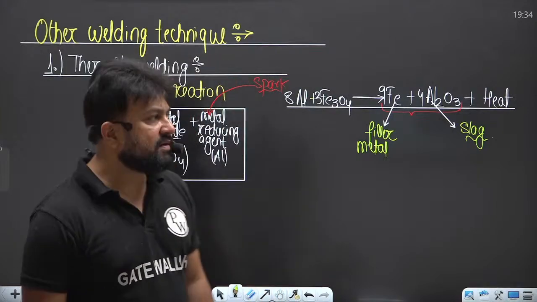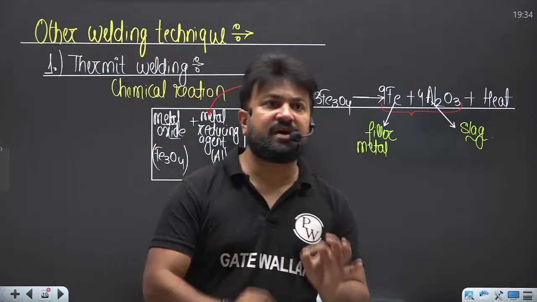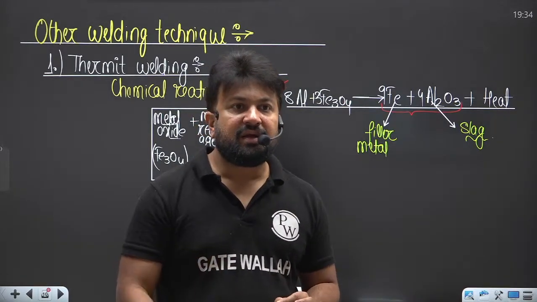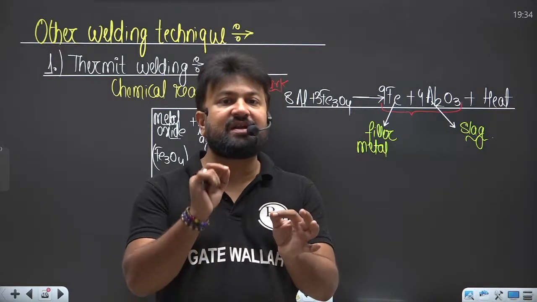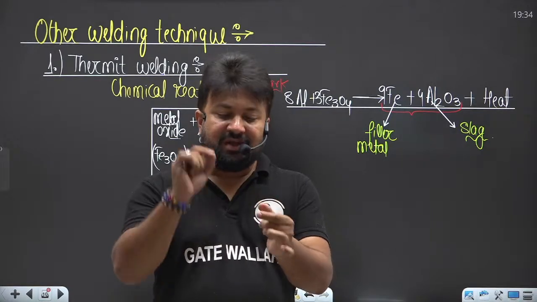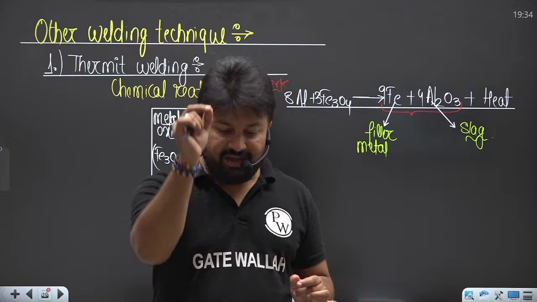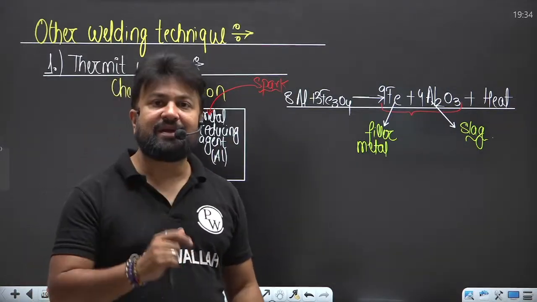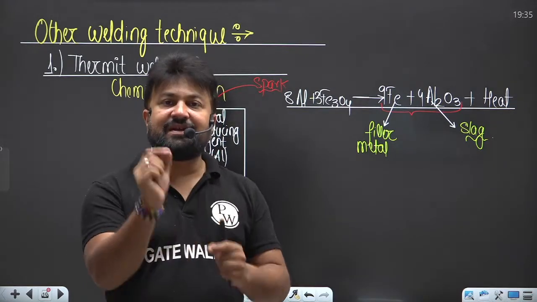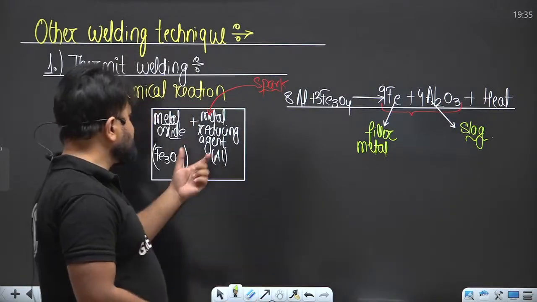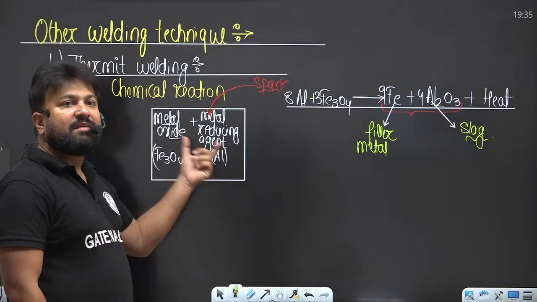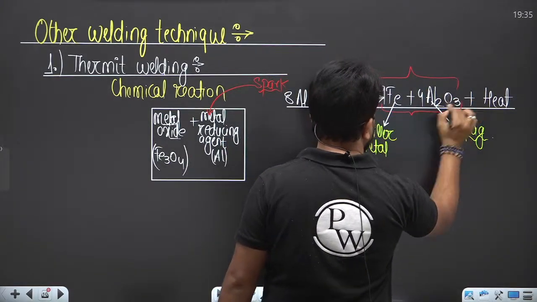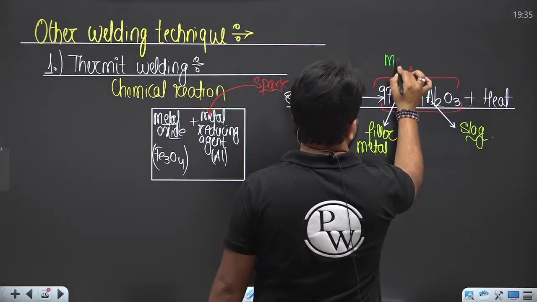Why spark? You provide the initial spark, so the chemical reaction is going to begin, right? No current, my dear. Generally a spark, let's say you have taken a matchbox. You just ignite a stick, just like a lighter, and you put that spark into the box. Because of that, the chemical reaction is going to begin. Now, both of them are in the molten state.